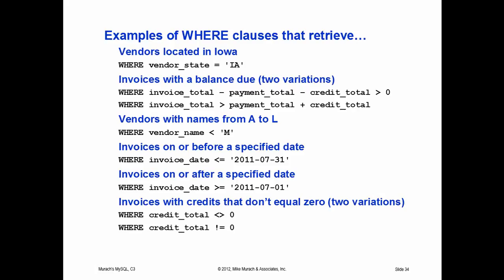So here's some examples. Vendor state equals IA for Iowa. Two things about this. First of all, regardless of how that's stored in the database, that IA can be in uppercase or lowercase. It doesn't matter. But what does matter is it must be inside of single quotes, because that's how you check in this language for a string. Notice vendor names from A to L, so the first letter must be less than M. On or before a specified date, on or after a specified date, and I already mentioned to you about inequality.